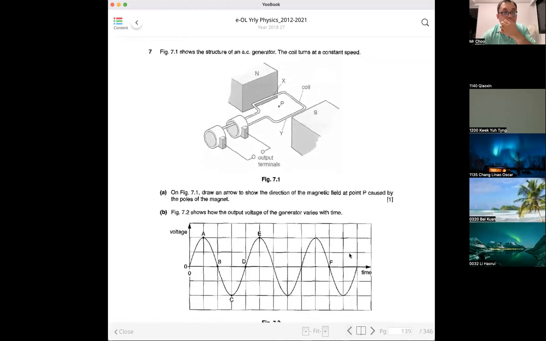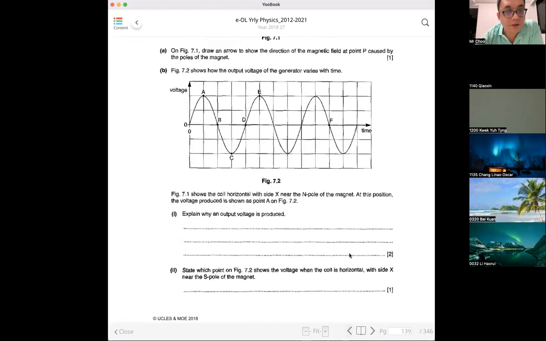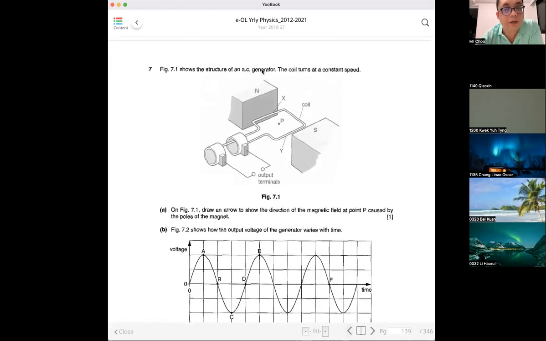Okay, let me see. This question is for the next part, electromagnetic induction. We'll skip this question now because it's on electromagnetic induction. This is not a motor. This is the opposite, where you're using force to produce electricity.